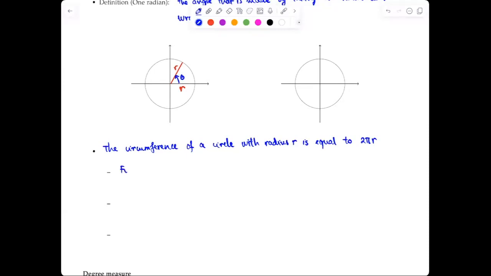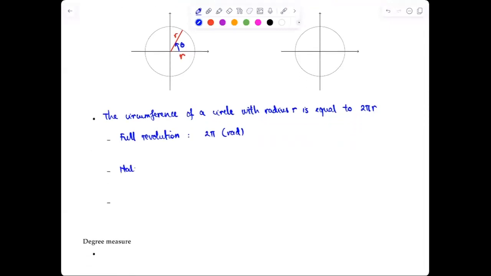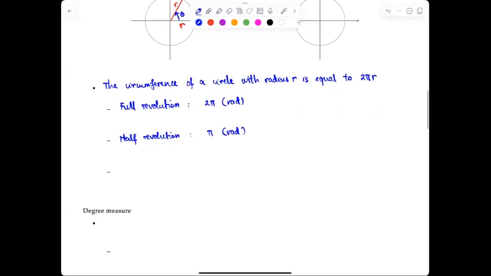All full revolutions, this is 2 pi radian. So the short name for radian is RAD. The half revolution is pi radian. And 1/4 of a revolution is pi over 2 radian.